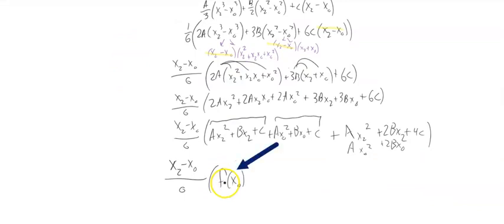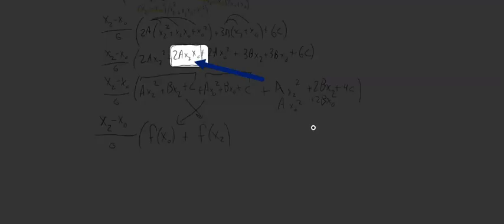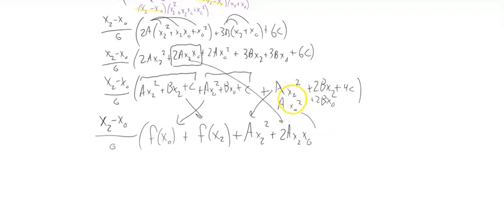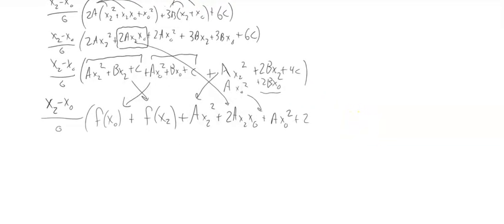This is my first one. This one. That one. And I noticed I had an unaccounted little piece up here. That guy didn't go anywhere either. So let me write this out. I've got plus this term. I'll throw this term here. Then I'll put this one here. Then I've got my two B terms. And I've got my four C terms. Okay, so it's starting to come together.